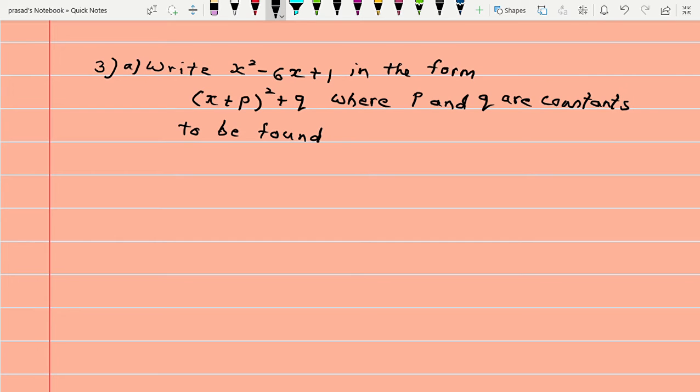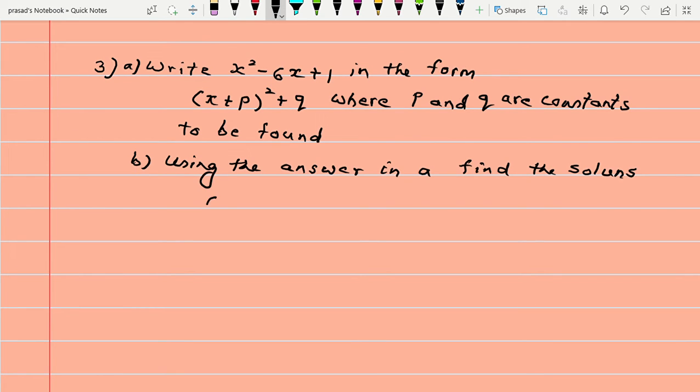So this is your A part, and in the B part, using the answer in part A, find the solutions of x square minus 6x plus 1 is equal to 0 to 3 significant figures. So, come to the first part here.